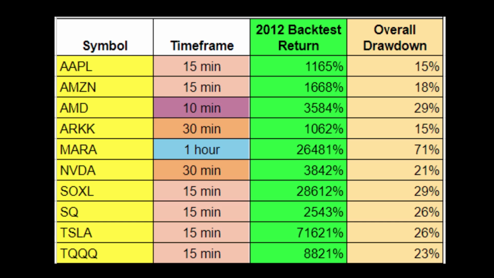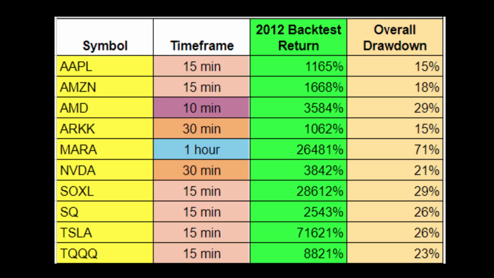NVIDIA 3,800%. SOXL, we love SOXL. It's the three times leveraged ETF of the semiconductor sector. That is 28,000% since 2012. 71,000% for Tesla. Square is 2,500%, and one of my favorites is the TQQQ at 8,800%. Now look at the drawdowns: 15%, 18%, 29%, 17%. Mara has a 71% drawdown, 21% for NVIDIA, but really they're between 20 and 30% drawdowns.